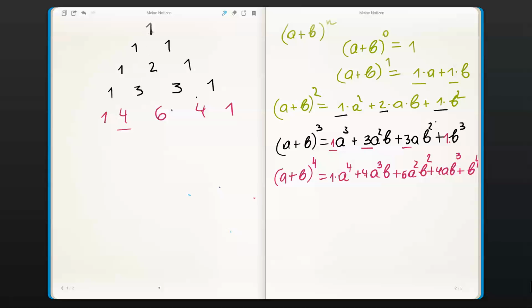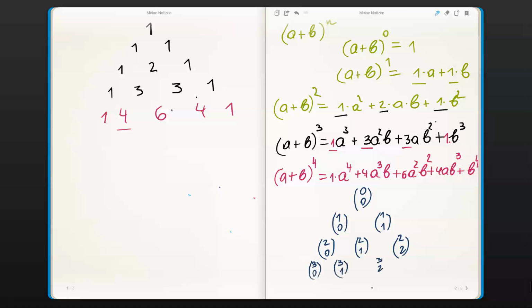We can consider such a triangle also slightly differently. Look at this. 1, we can rewrite as 0 choose 0, because of 0 factorial and so on. Here we have 1 choose 0 and 1 choose 1. The next line we got 2 choose 0, 2 choose 1, and 2 choose 2. And the line after is 3 choose 0, 3 choose 1, 3 choose 2, and 3 choose 3, and so on.